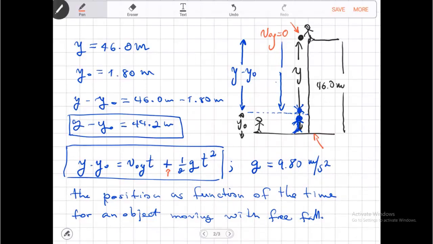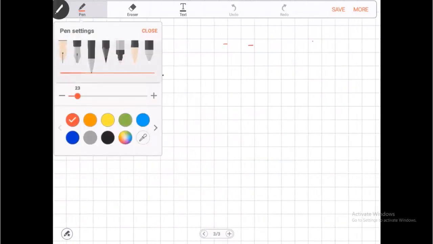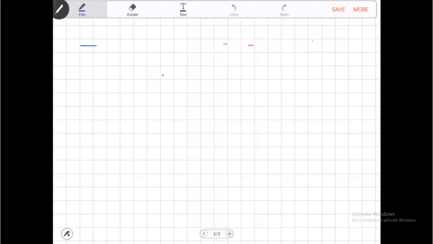And because the initial velocity is 0, we can go to the principal equation that we are using here, and we can take that term as 0. And because we can take that term as 0, we are going to have y minus y0 is equal to 1/2 of the gravity times time squared.